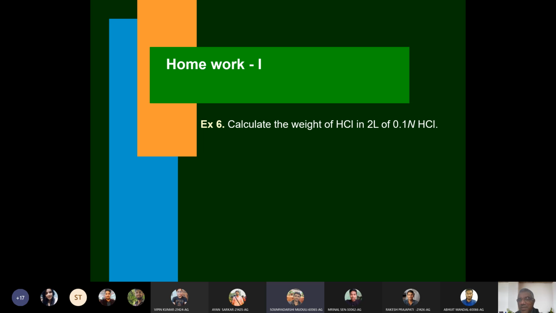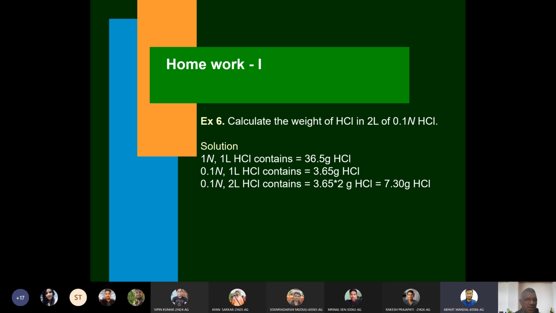So such kind of numericals are very simple. He did it. So one normal 1 liter HCl contains 36.5 because you know the gram equivalent weight of HCl. H is 1, Cl is 35.5. So it is 36.5 gram HCl.